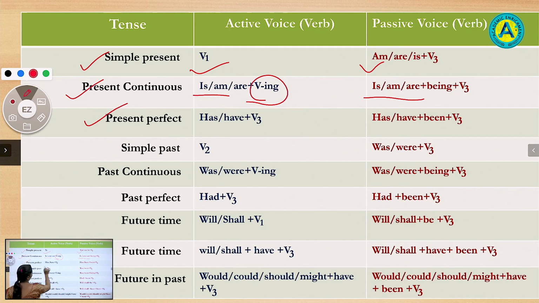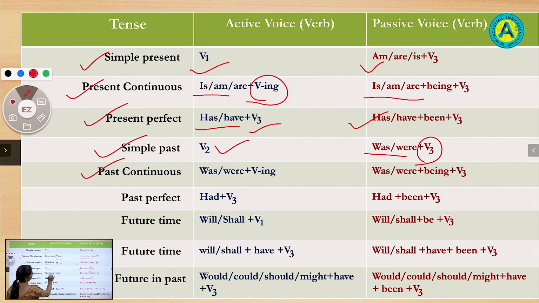Present perfect. What are the verb forms? In active voice, has/have followed by verb 3. Then in passive voice, has/have followed by been followed by verb 3. Then in simple past, what is the verb form in active voice? Yes, verb 2. Then what is the structure in passive voice? Was/were, then verb 3.